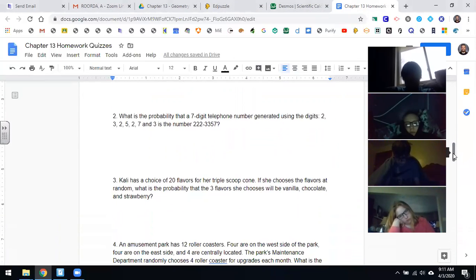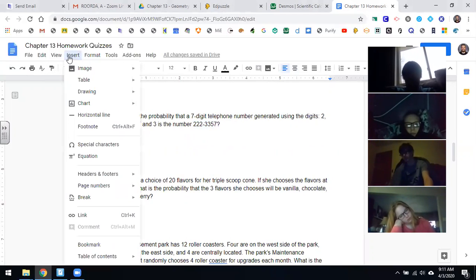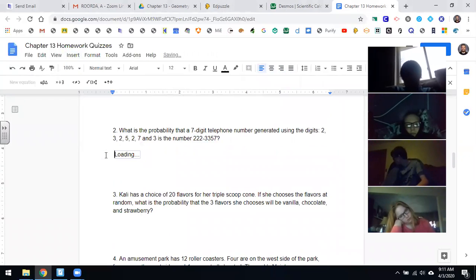Number 2, what is the probability that a 7-digit telephone number generated using the digits 2, 3, 2, 5, 2, 7, and 3 is this number? Okay, so if you watch the video, someone answered, they said this isn't possible because there's not a number in it, a specific number. But we're saying if we just take those numbers specifically, what are the chances of getting this order, right? So how we do this problem is, I'm going to insert the equation in here.